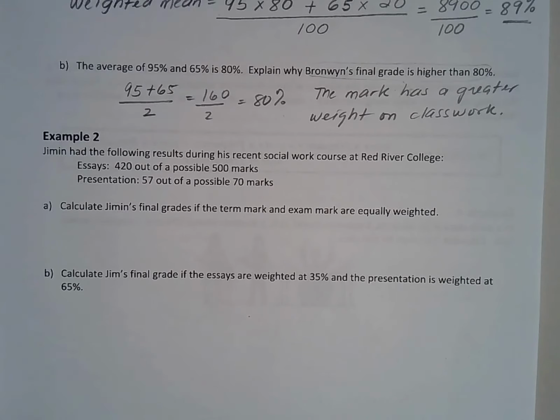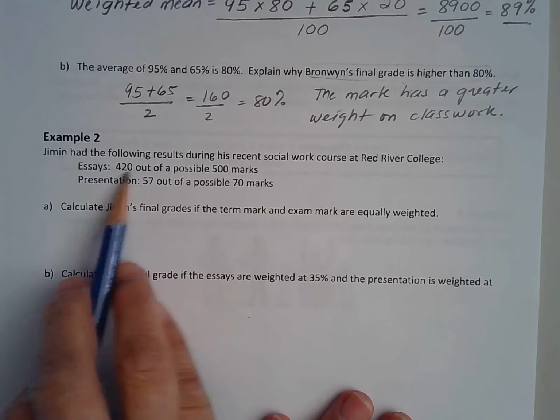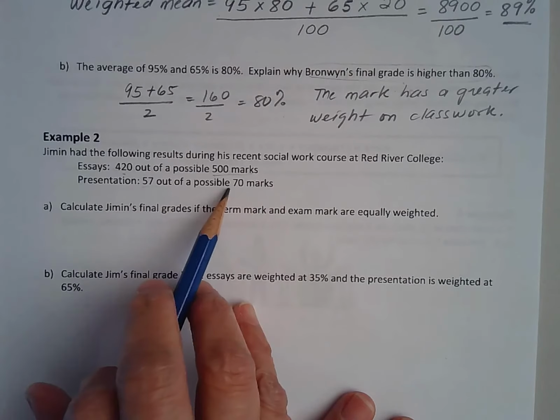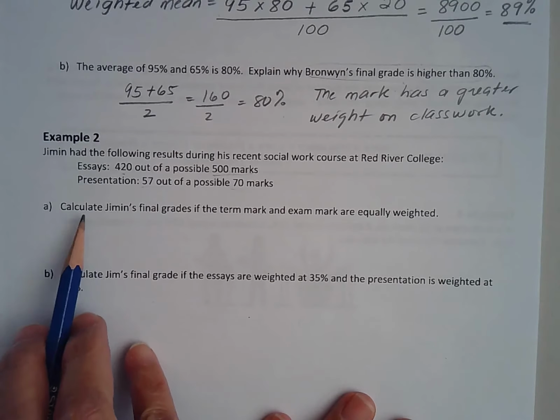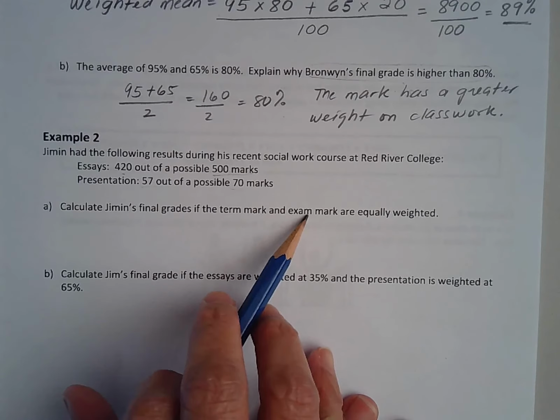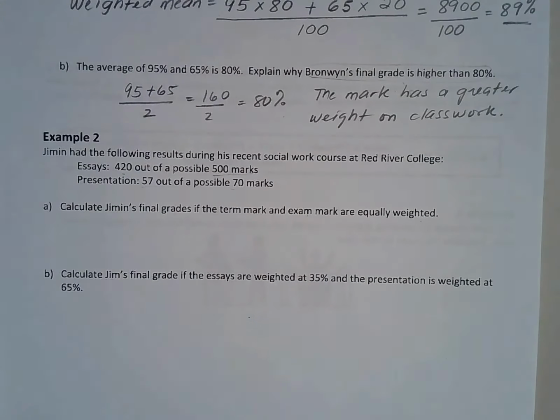Now let's take a look at example number 2. Jimin had the following results during his recent social work course at Red River College. An essay is 420 out of 500 marks. Presentation is 57 out of 70 marks. Calculate Jimin's final grade if the term mark and exam mark are equally weighted. So what if they have the same value, the same importance, the essay and the presentation?